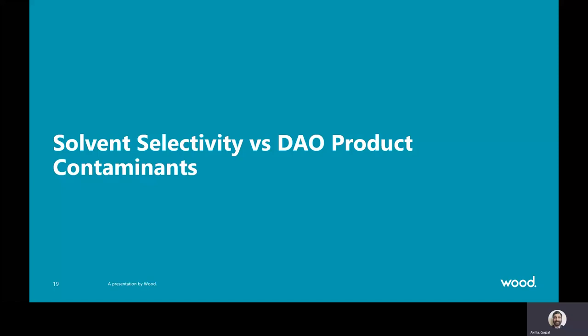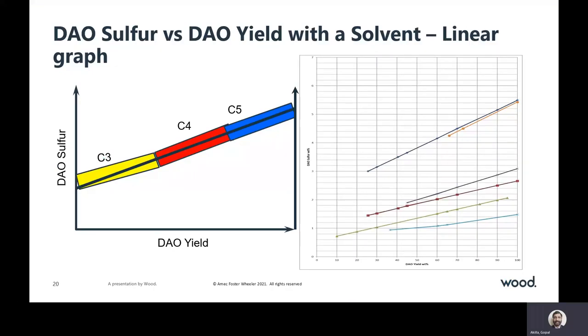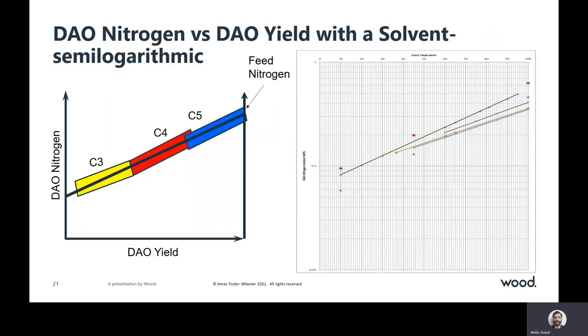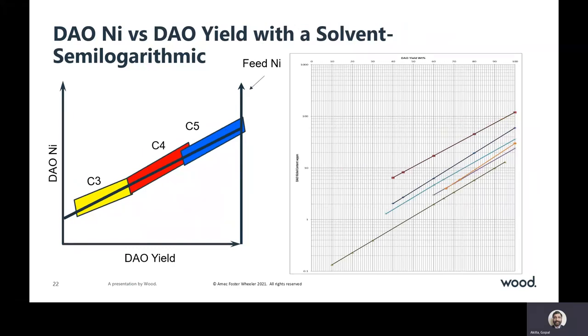And now, what about the contaminants? For sulfur, they are proportional, as I explained earlier. For nitrogen, it's somewhat semi-logarithmic. You see on the right hand side, these are the various residues plotted. For nickel, similar behavior.